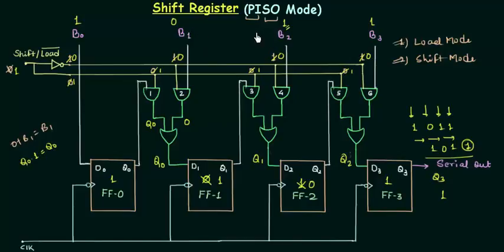I hope it is clear to you because you have already studied the rest of the 3 modes, that are serial input serial output, parallel input parallel output, serial input parallel output, and now we have also completed the parallel input serial output mode. So there are 2 topics still left in the shift register. The first one is the bidirectional shift register, and the next one is the universal shift register.